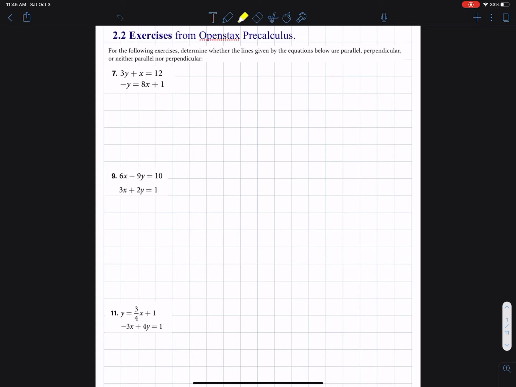For this problem, we're asking whether the equations of the pairs of lines are parallel, perpendicular, or neither parallel nor perpendicular. So there's a pair of equations, and those represent lines. What's the relation of those lines? Are they parallel, perpendicular, or neither? What we look at is the slope. We could sketch the graph, but really we need to look at the slope.